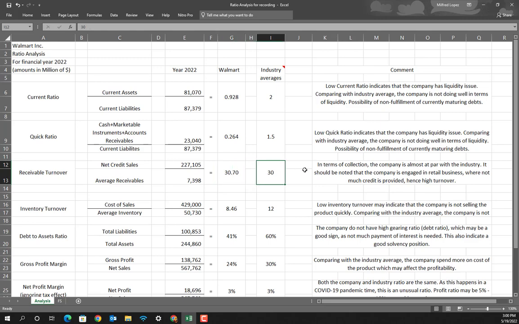Industry average is 30. In terms of receivable turnover, our collection is at par with the industry. Let us say Walmart's collection in this case is at par with the industry. If the company has a higher receivable turnover, it means that they have a faster collection cycle compared with the other industry.